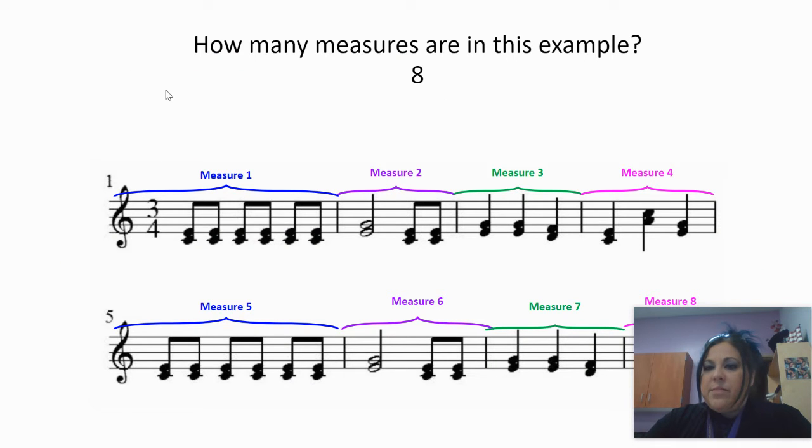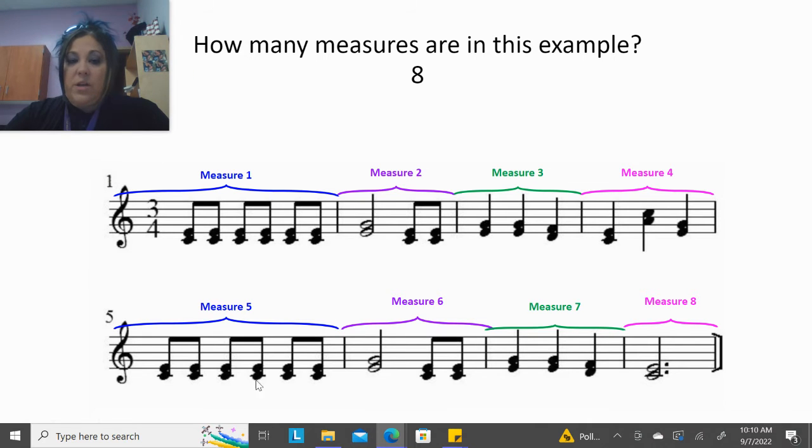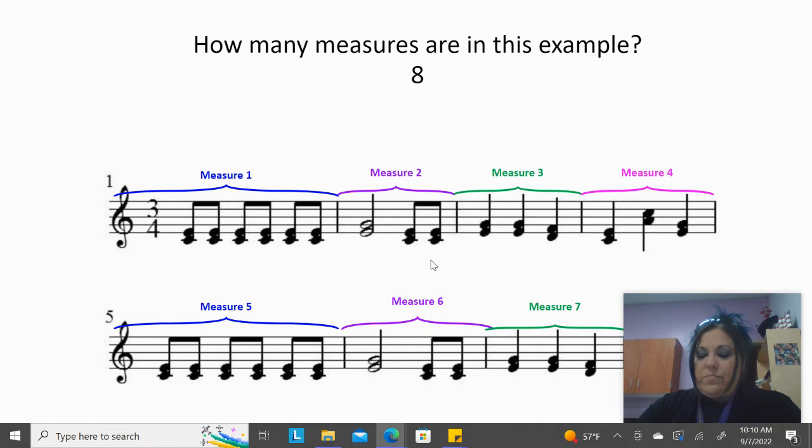How many measures are in this example? Again, our bar lines separate our measures. You can see I have them marked. Measure 1 goes to this bar line. Measure 2 goes to this bar line. Measure 3 to this bar line, and 4 to that bar line, and so forth. You can see, let me move myself out of the way. Measure 5, measure 6, measure 7, and then measure 8. So we have 8 measures in this example.